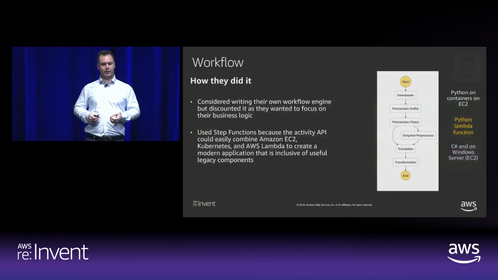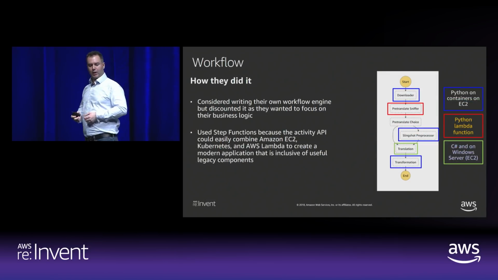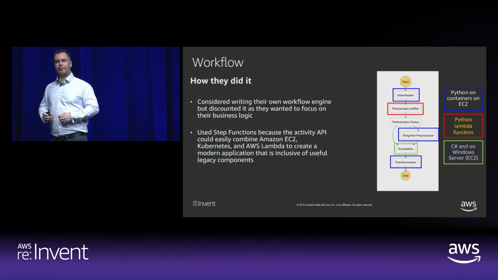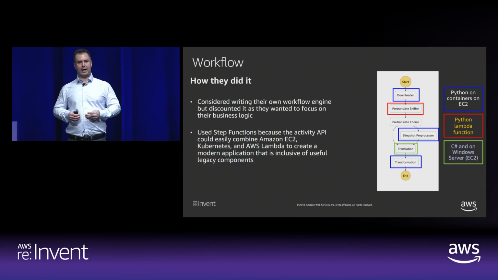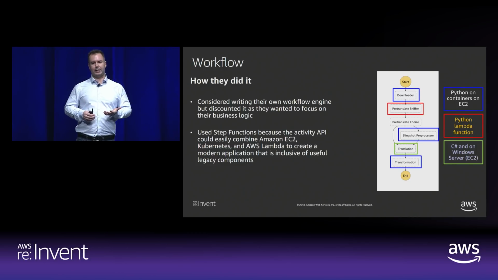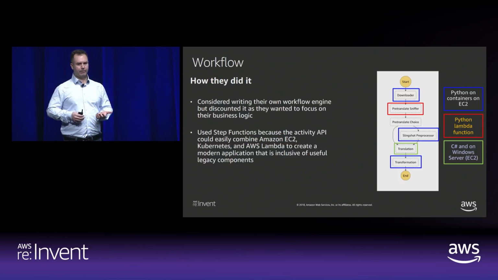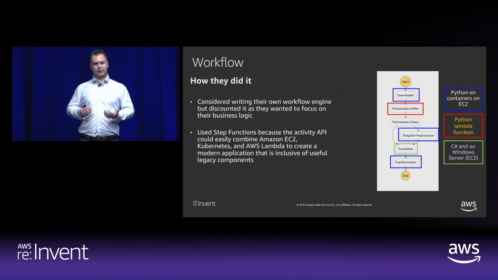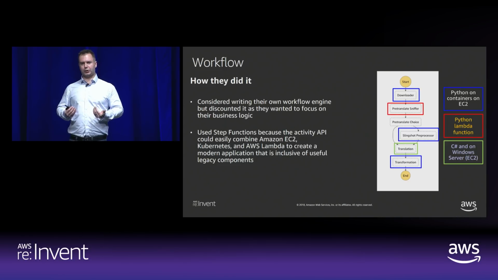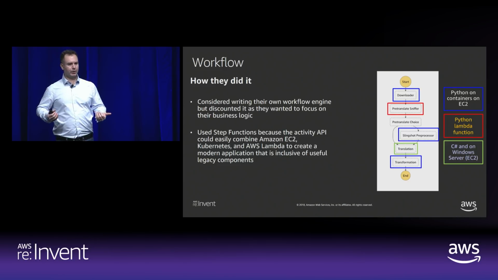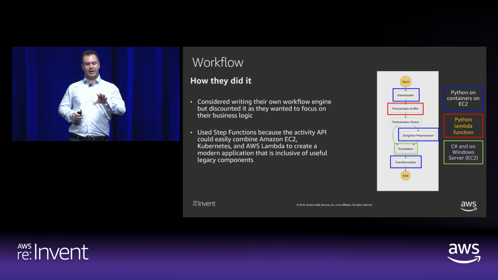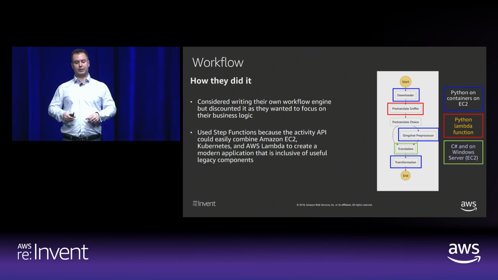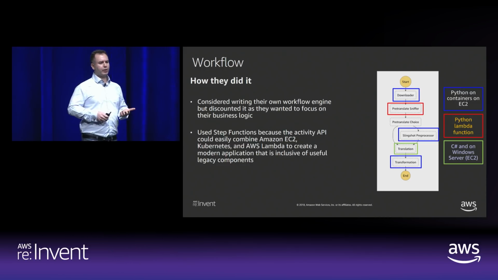And I'll show you what that prototype looks like here. So you can see the color coding here indicates the different types of technologies that are present in this application. You've got Python containers running on EC2 instances. You have Lambda functions, also written in Python. And you have some code written in C# and .NET that's running on Windows servers in an auto-scaling group. So a pretty motley assembly of different things, but it actually all presents as a single application in this one state machine.